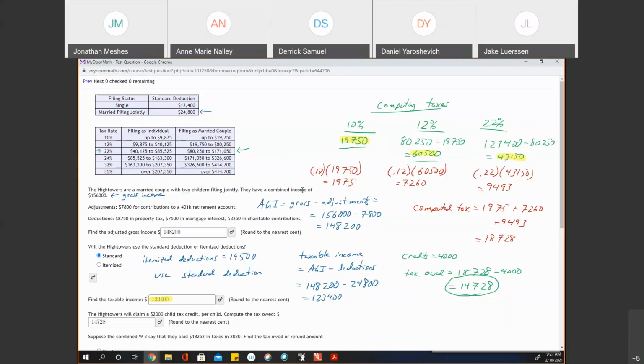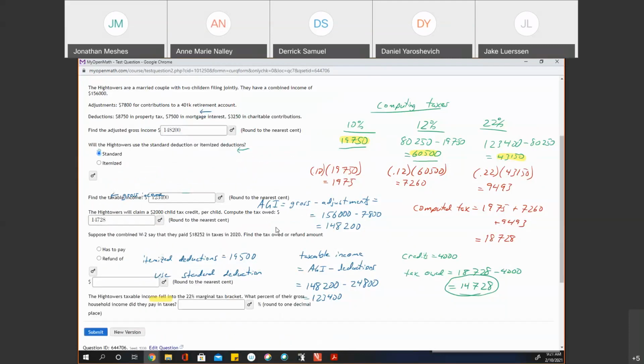Okay, I gotta scroll down to get to the rest of the problem. All right, the W-2 says that they paid $18,252 in taxes. Okay, so they paid $18,000. They only owe $14,000. That means they're getting a refund, and they get a refund of the difference. So I take the 18,252 minus 14,728. Okay, get $3,524.